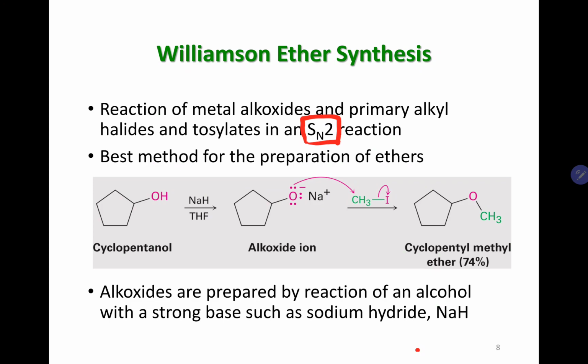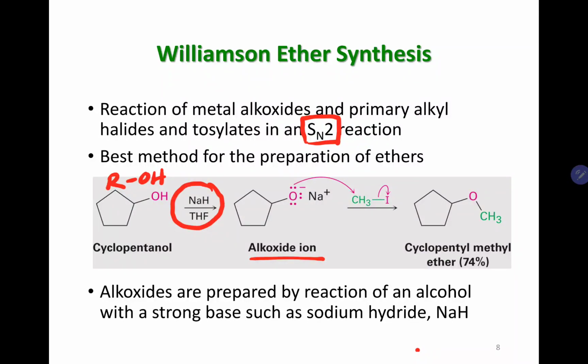Therefore, you're going to need certain conditions for this reaction. Specifically, you are going to need an alkoxide ion. You guys already know what alkoxide ions are. You can generate an alkoxide ion from alcohols, of course. You treat your alcohol with a strong base such as sodium hydride to generate the alkoxide ion.